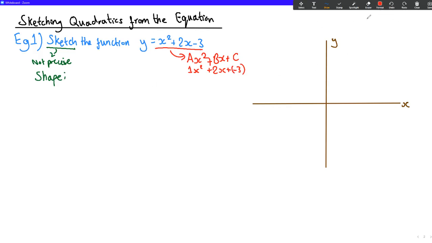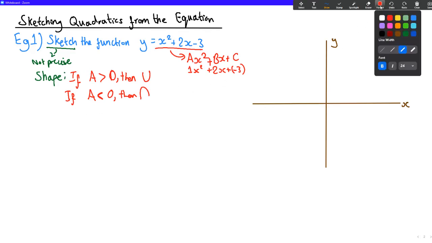So, I'll actually do this in red. If a is greater than 0, it's a smiley face. If a is less than 0, then it's a sad face. If you think of it, it's like if a is positive, you're happy, smiley face. If a is negative, you're sad. That's a good way of remembering.